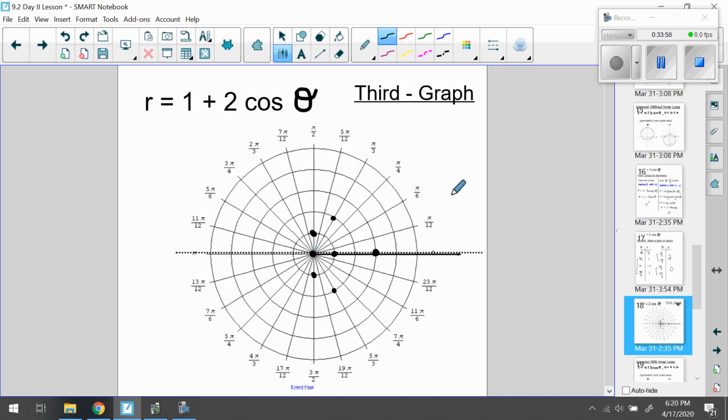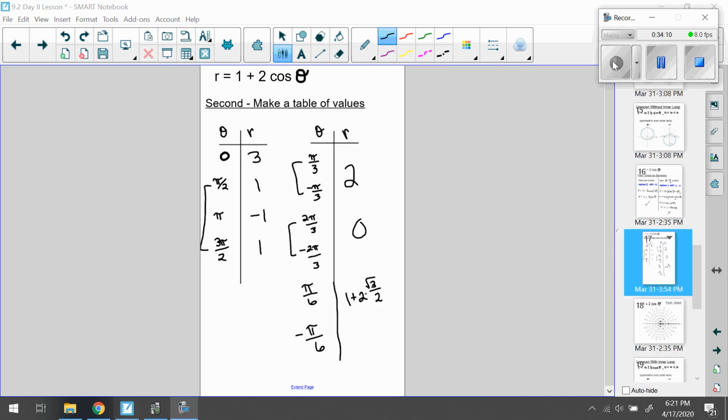Okay, so I'm looking at this now, and I'm still not quite getting a great picture of what's going on here. So maybe I could try some other values. Maybe I could try pi over 6. I know that pi over 6 and negative pi over 6 will be the same. When I plug in pi over 6, I get √3 over 2 for cosine. So the 2's are going to cancel out here nicely, and then I just get 1 plus √3. Again, I would just grab your calculator, type that in, and you get about 2.7.